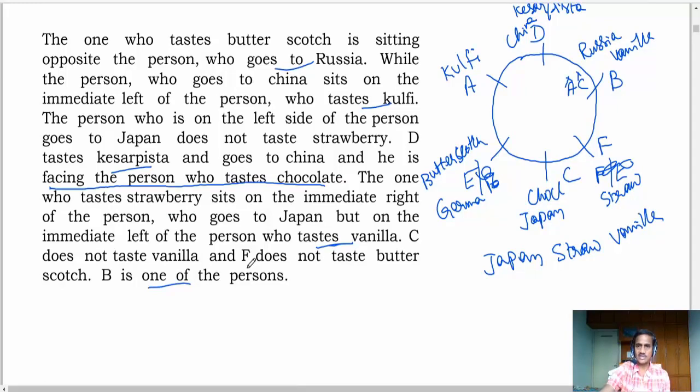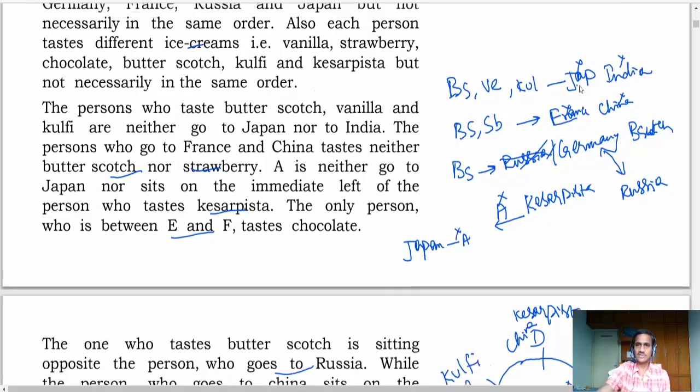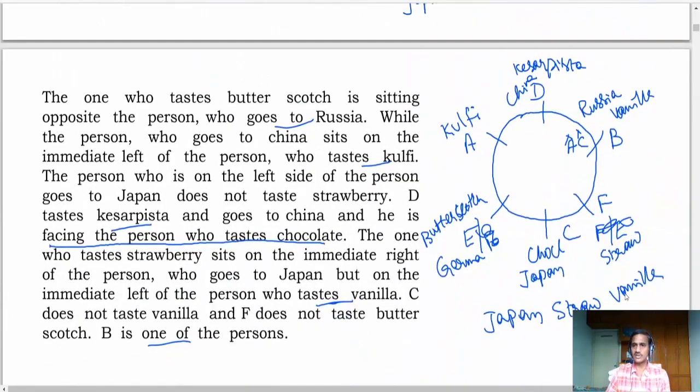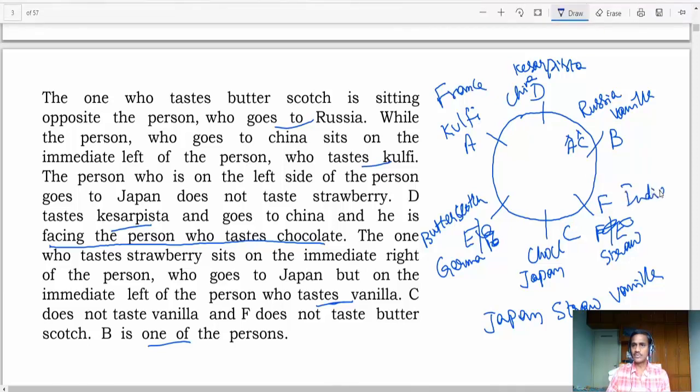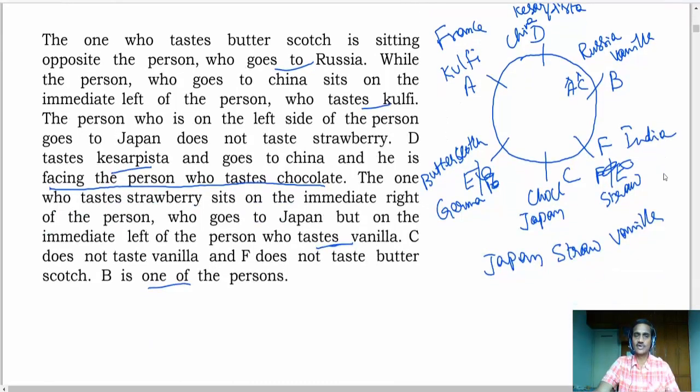ఇంకా France and India, అంతే కదా. Germany, Japan, Russia, China అయిపోయింది, France and India. France and India గురించి ఏమైనా ఇన్ఫర్మేషన్ ఉందని చెప్పండి. Butterscotch and strawberry cannot be France. This cannot be strawberry, cannot be France. Hence A is France. If A is France, now this person F is from India. Clear? Now this is how these 6 persons are seated around a circular table facing towards the center, and they tasted different flavors of ice creams, and they are from different countries. Okay. Now this is about question numbers 141 to 145.